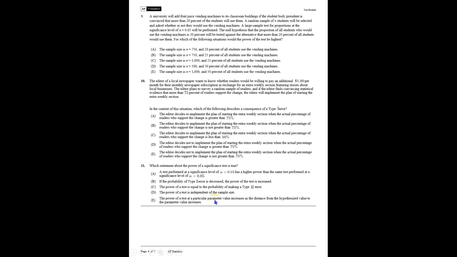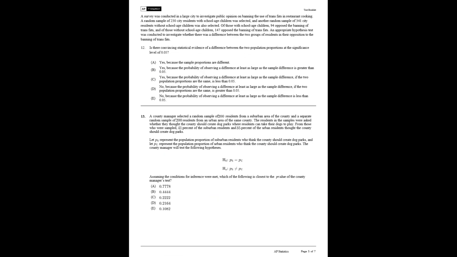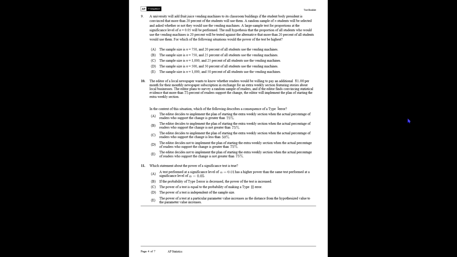All right? Did I skip over another one? Yes. A university will add fruit juice vending machines to its classroom buildings if the student body president is convinced that more than 20%, so that's probably going to be p, of students would use them. A random sample of n students will be selected to ask whether they would use the vending machine. A large sample test for the proportion at a significance level of 0.05 will be performed. The null hypothesis that the proportion of all students who would use the vending machine is 20% will be tested against the alternative that more than 20% of all students would.